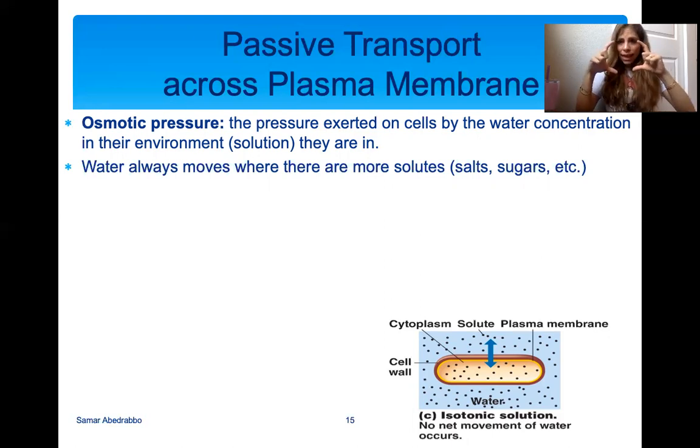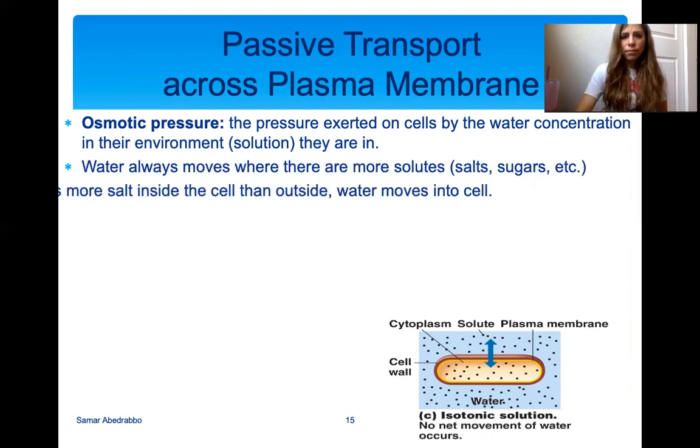So if you have a cell and there's more, let's use salt as an example of a solute, there's more salt inside the cell than outside the cell, water will move toward the inside of the cell. If you have a cell and there's more salt outside the cell than inside the cell, water will move outside the cell. Water will always go where there's more solutes. So everyone just keep that in mind. If we're drawing a cell, water will always move where there's more salts or sugars.